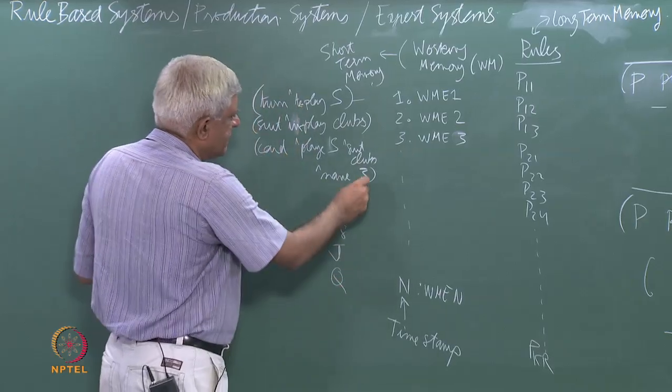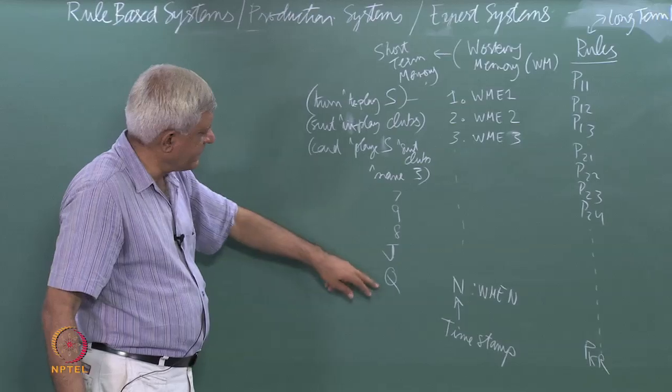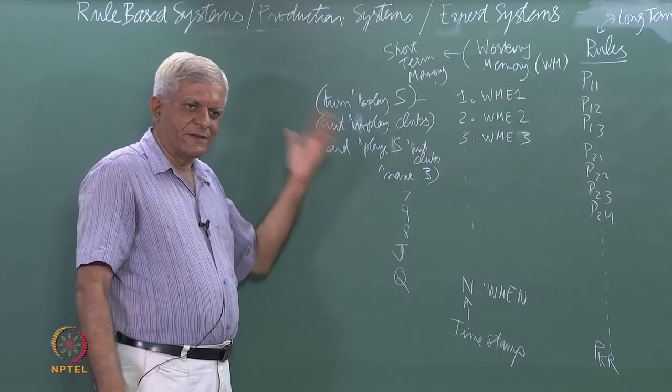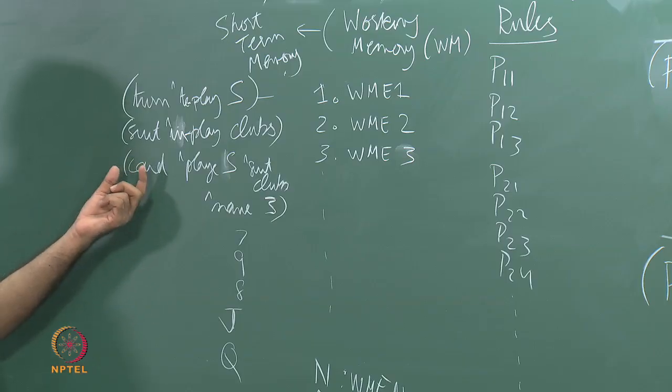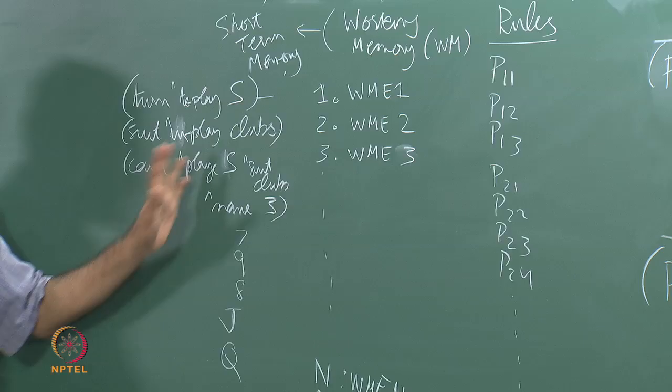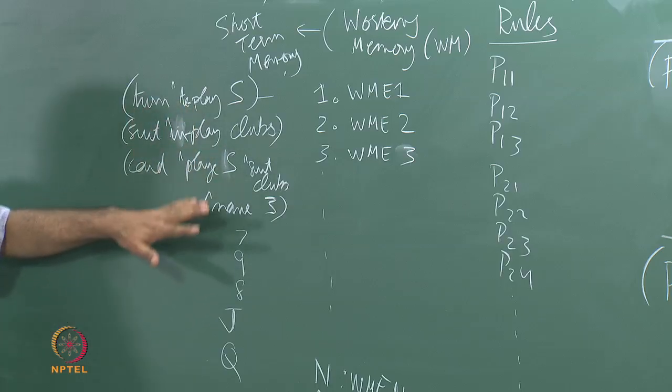So, let us say this player has got 1, 2, 3, 4, 5, 6 cards of clubs essentially, that is reflected in 6 working memory elements, and each memory element is saying that there is this 3 of clubs, it is held by S. So, let us just say S stands for south essentially.